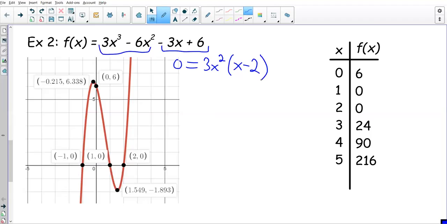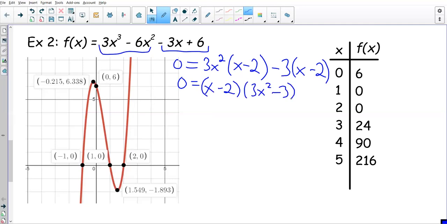If I look at the next 2 terms, I'm going to factor out a negative 3 from the negative 3x and the plus 6. So if I pull out that negative 3, that's also going to leave me with an x minus 2. All right, so now I can do some common factoring. There's a common factor of x minus 2 between those terms. That leaves me with 3x squared minus 3. I can pull out a 3 from that second set of brackets. And that gives me x squared minus 1.